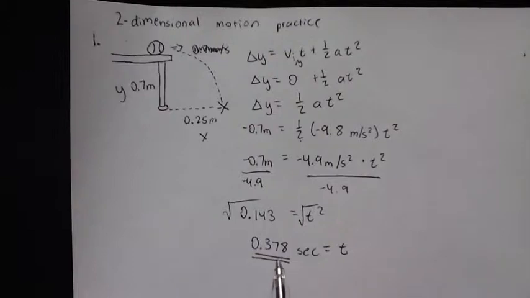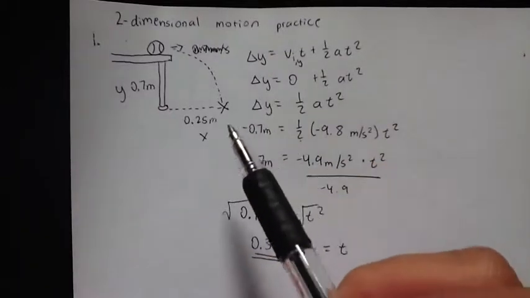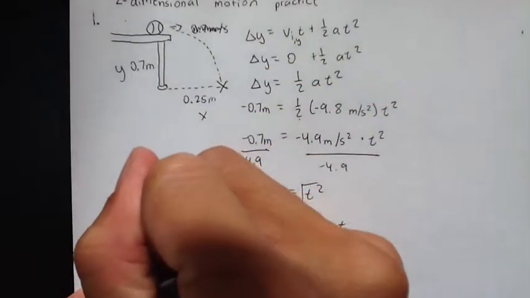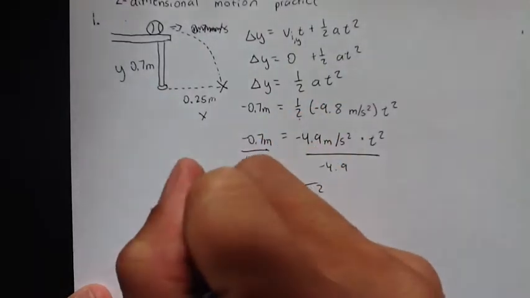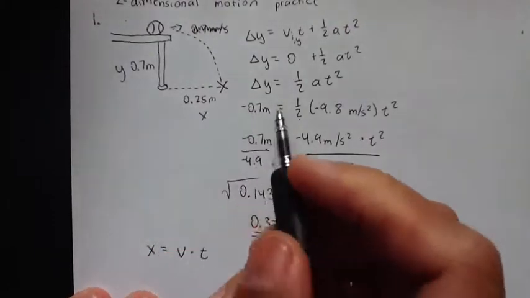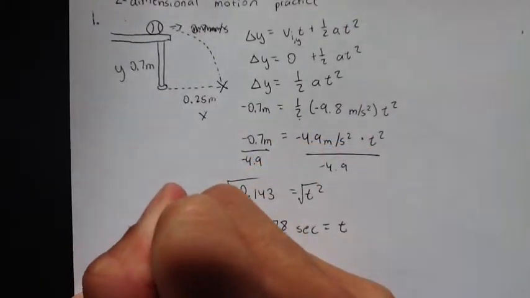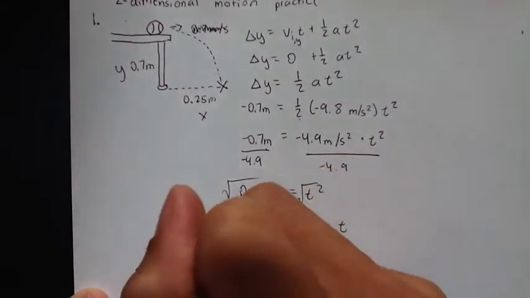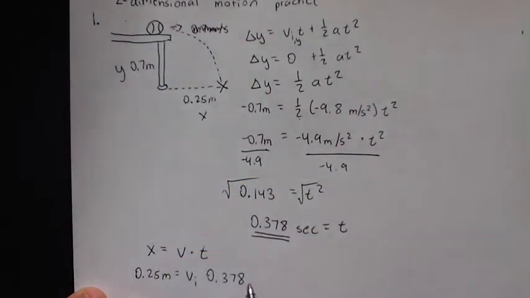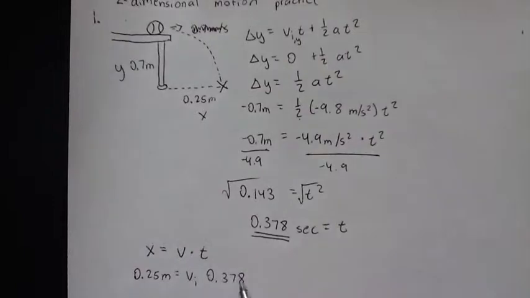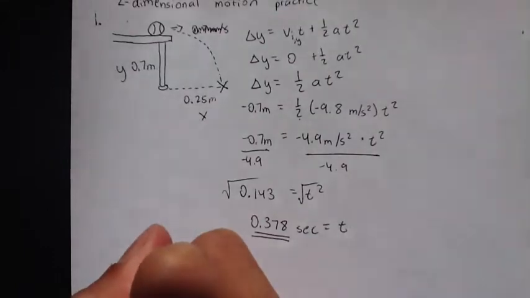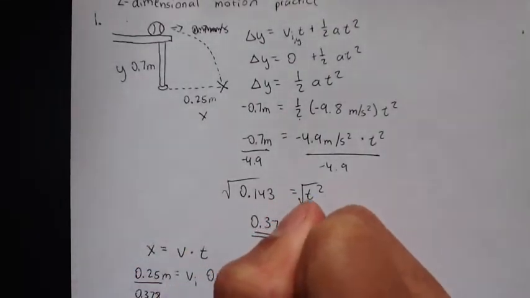Now that I know the ball's been in the air for 0.378 seconds, I can figure out the velocity going in the x direction. For velocity and position, I know that x equals velocity times time. The change in x was 0.25 meters. The velocity is what I'm trying to figure out, the initial velocity, and I know the time is 0.378 seconds, since it has been in the air going in the x direction for that same time. So I'm going to divide both sides by 0.378 seconds.